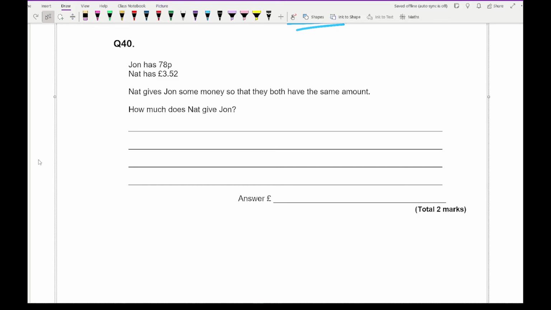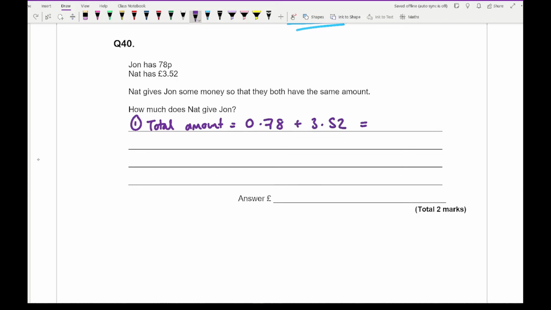So here what we need to do is work out, first of all, what is the total amount. So here the total amount is 0.78, and it's always important that you make sure that you're using the same units, plus £3.52, and that comes up to a total of £4.30. So then if we share the amount equally, we get £4.30 divided by 2, which equals £2.15. So now they've got £2.15 each.